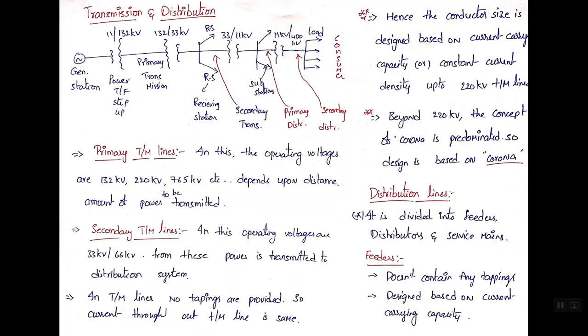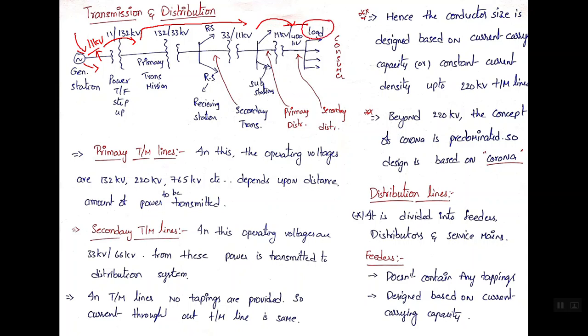We have already discussed generating stations and economical operations. Now we are moving to another topic, that is transmission and distribution. Here we generate the voltage, let us take 11 kilovolts. Generally 11 kilovolts is generated, and this will be stepped up and transmitted through the transmission lines. After that we have to step down the voltages, and then distribute them to the load.